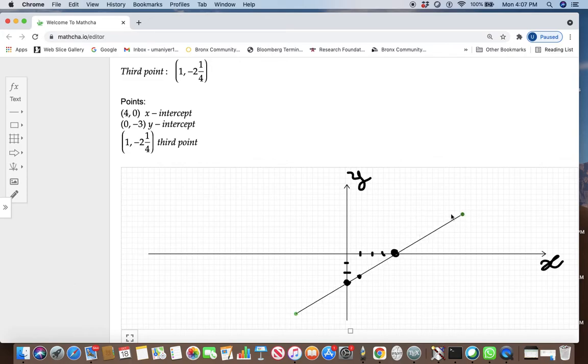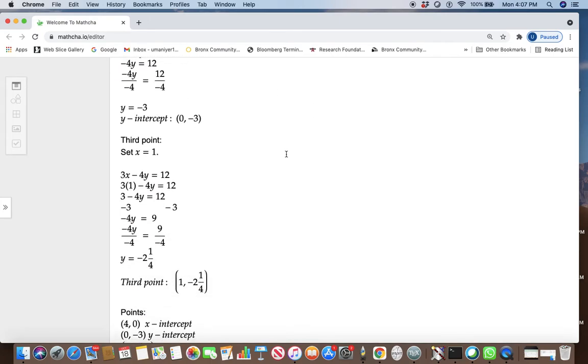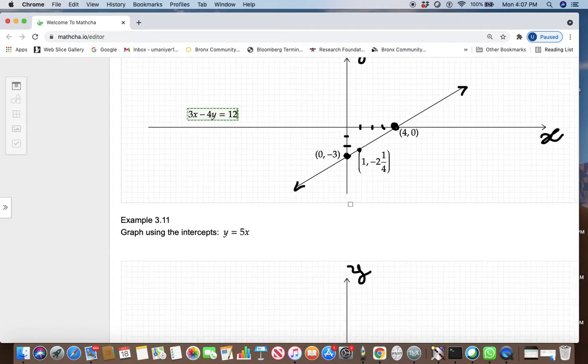All right, so now we are ready to name the points. First point, the x-intercept is 4, 0. The y-intercept is 0, negative 3. And the third point is 1, negative 2 and a quarter. Okay, and the equation of the line is, let's get the equation back, 3x minus 4y is 12. So that's your line.